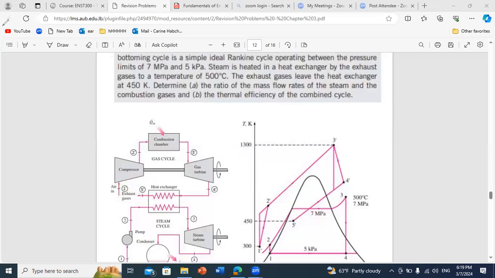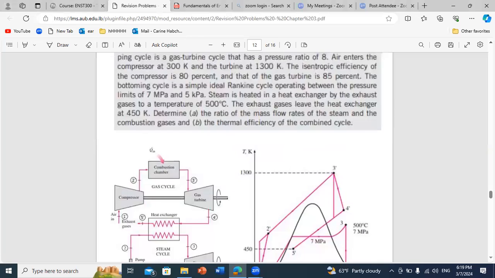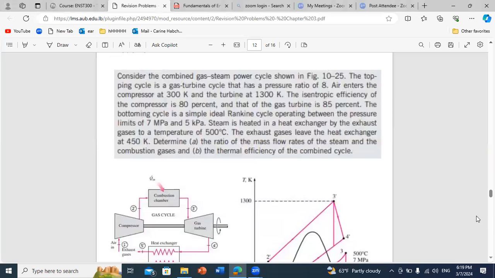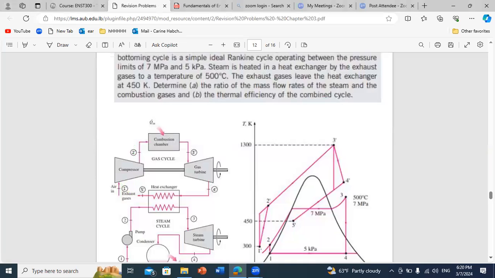Okay, in the course material, in the last part of chapter 3, we said that we can create combined cycles of gas and steam. And the purpose of this combination is to enhance the efficiency. How can we enhance the efficiency? You have the gas cycle, which has the configuration of a Brayton cycle, consisting of an open system.